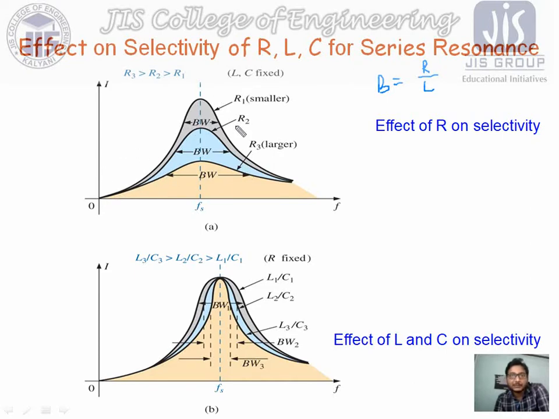It means the maximum point gradually increases if we decrease the value of this resistance. So look at this curve very carefully. If we increase the value of R, keeping L and C constant, then what happens? This bandwidth will also increase. If we increase the resistance, our bandwidth will also increase.